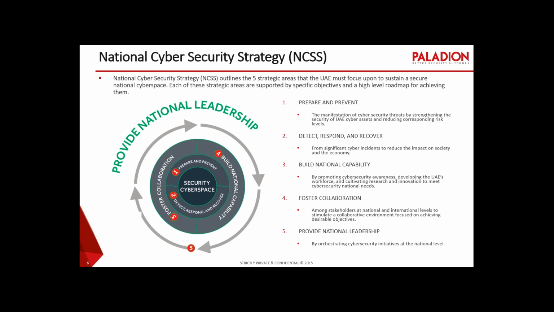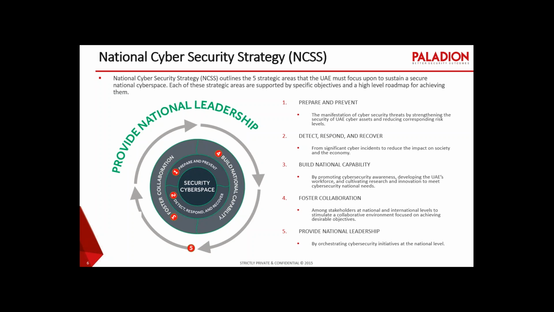so that, due to this cross-border nature of cyberspace, cybercrime can happen from outside the perimeter of UAE, and unless the jurisdictions of that country and the jurisdiction of UAE talk closely to each other, unless they collaborate with each other, we cannot really secure the national cyberspace of UAE. And the fifth strategic area that it talks about is providing national leadership.